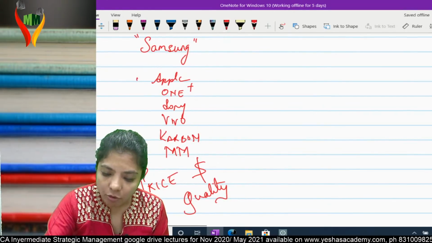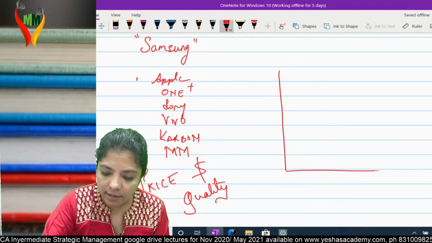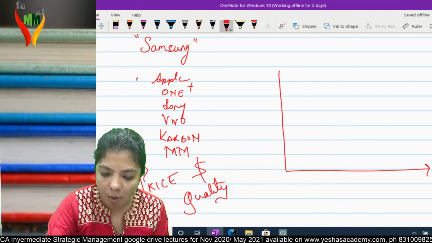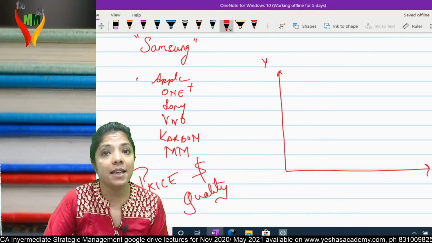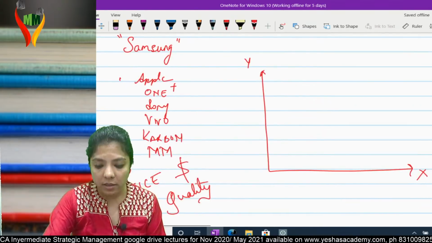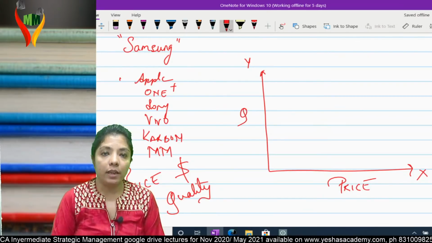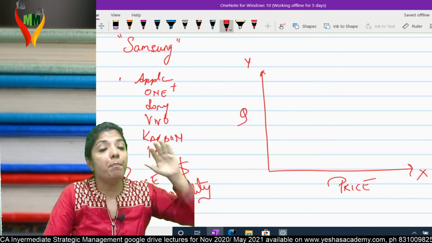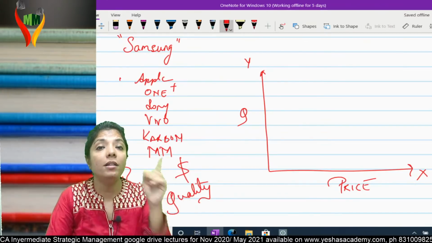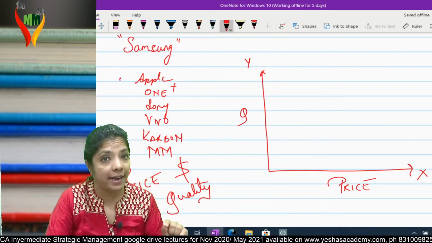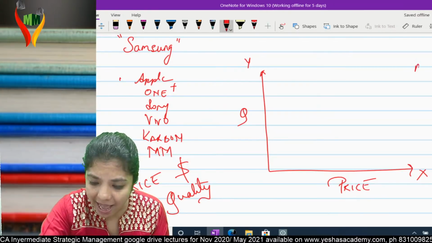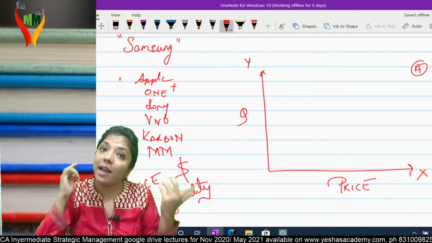So let's do one thing. Let's take two axes, X and Y. Write your price and write your quality. Now what is to be done? Start plotting these firms on this graph as per their characteristics. For example, I'll write Apple over here: high price, high quality.